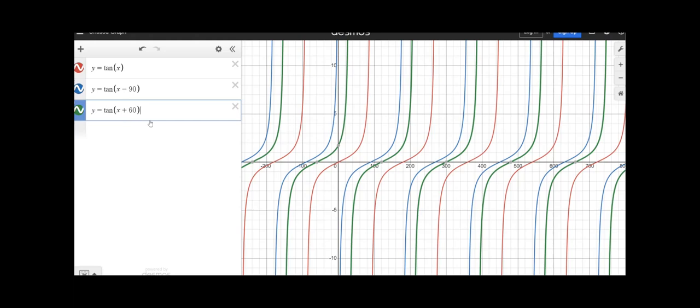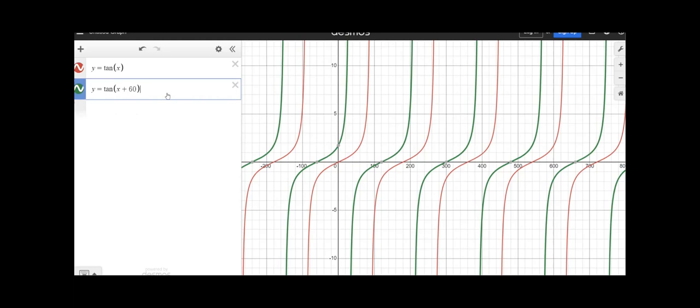So similarly, if I remove this one, you can see this difference. This tan x is actually at this point, which is 180, right? So 180 should be shifted by 60 degrees to the left. So it should be 120. So that's why this will be 120. You can see that, right? These two points, 180 and 120.